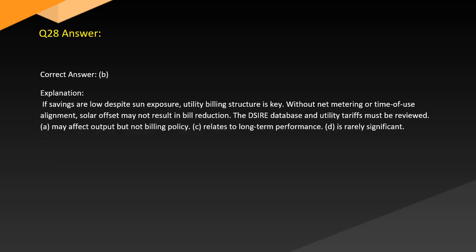Answer. Correct answer: B. Explanation: If savings are low despite sun exposure, utility billing structure is key. Without net metering or time-of-use alignment, solar offset may not result in bill reduction. The DSIRE database and utility tariffs must be reviewed. A may affect output but not billing policy. C relates to long-term performance. D is rarely significant.